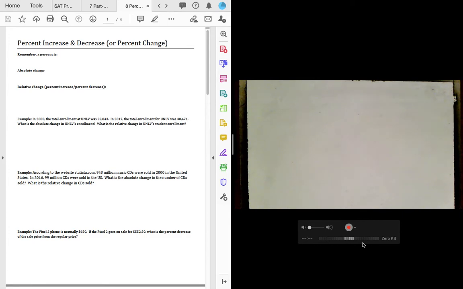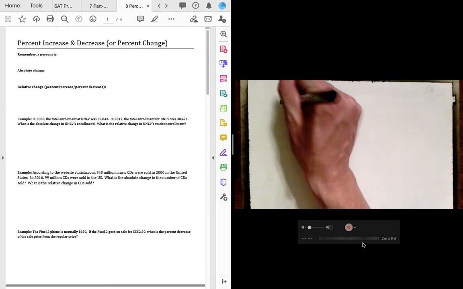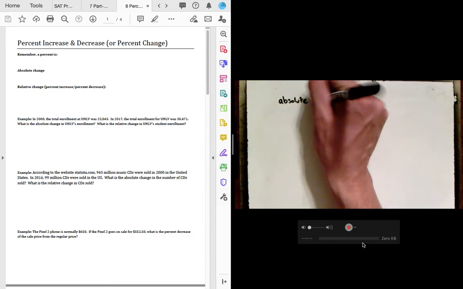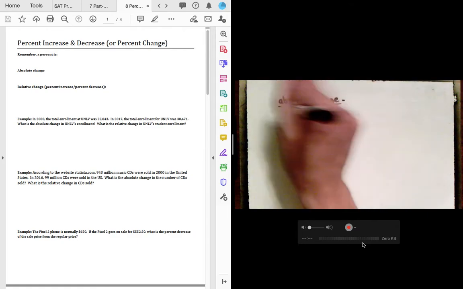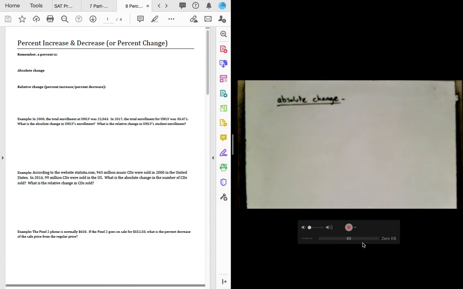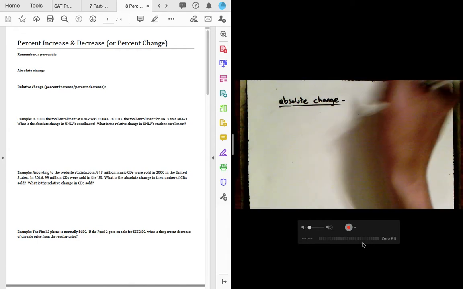Before we get to percent increase and percent decrease, let's talk about two important concepts, absolute and relative change. Oftentimes we're really interested in how something is changing as it goes from one point in time to the next. If we think about values as having a new value and an old value in terms of time, then we can calculate absolute and relative change in the following way.